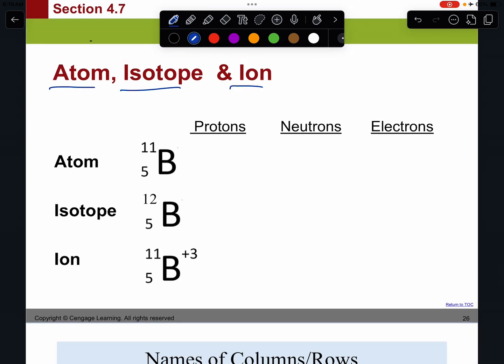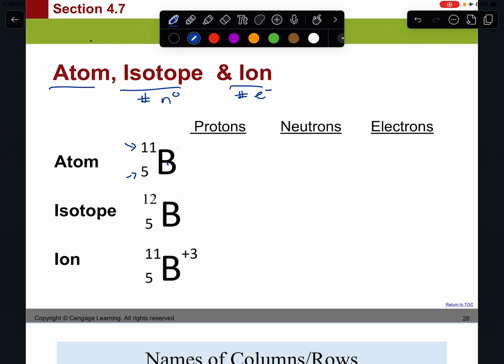So let's go ahead and reuse and talk about these terms: atom, isotope, and ion. An isotope affects the number of neutrons, and an ion affects the number of electrons. So I just want to continue to reinforce that. So here we have some symbols. We have an atom, and I want to remind you this is the mass, this is the atomic number.